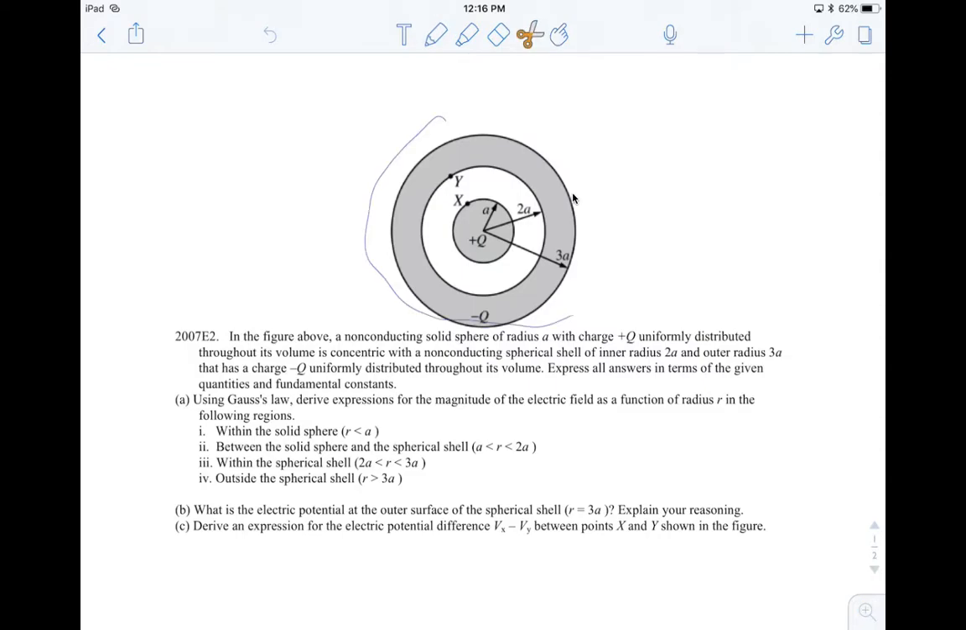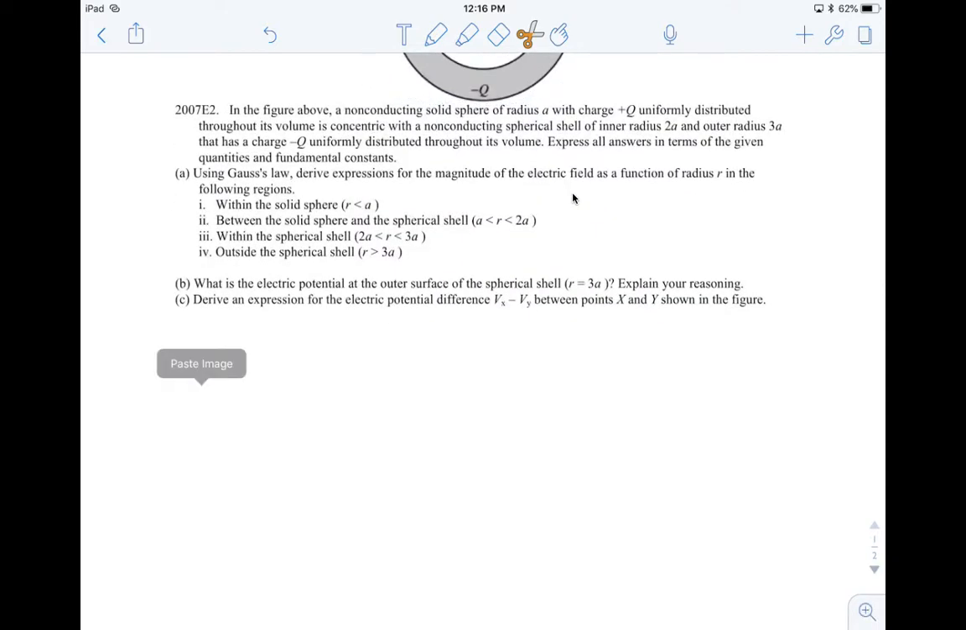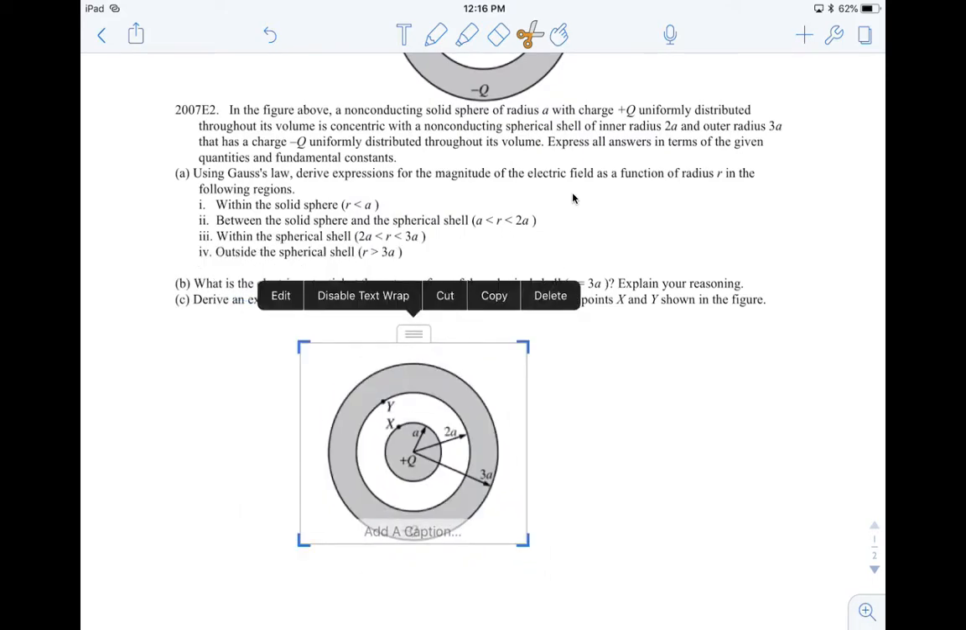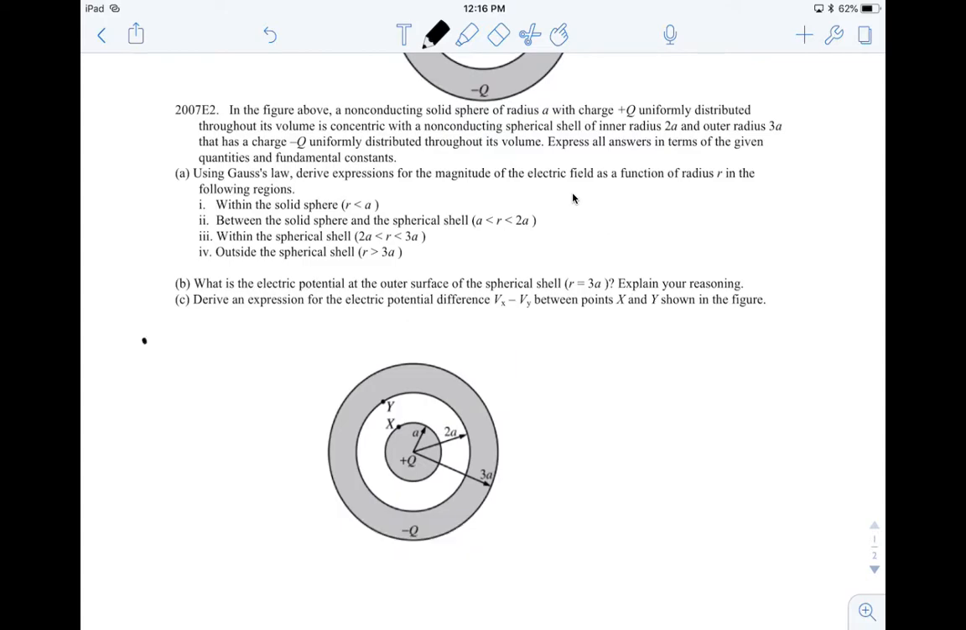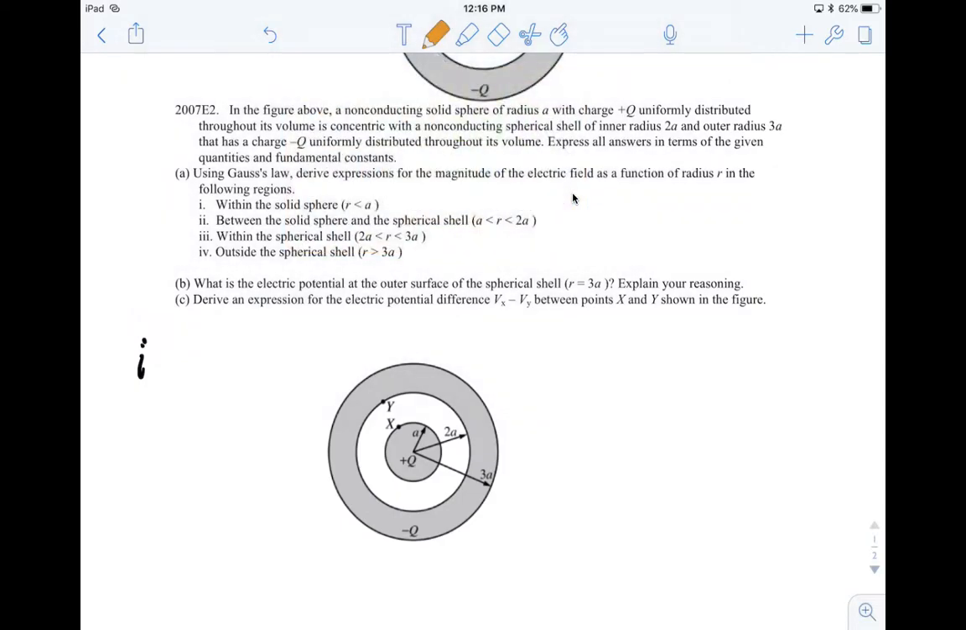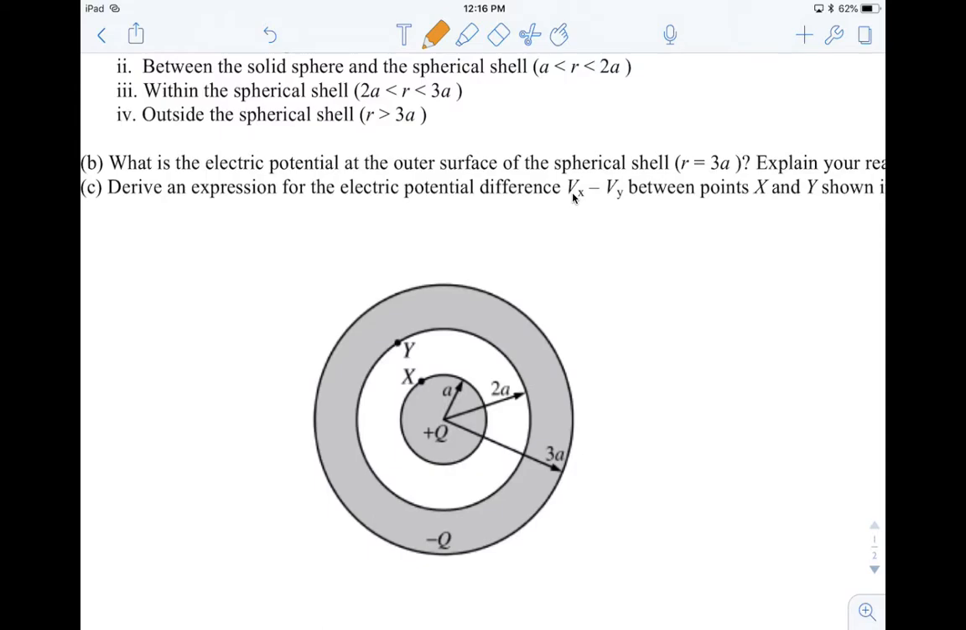I'm just going to copy this over each time, each part. Okay, so part 1. The first thing we need to do is pick a Gaussian surface, and this Gaussian surface needs to be less than A, and it'll have radius of r.